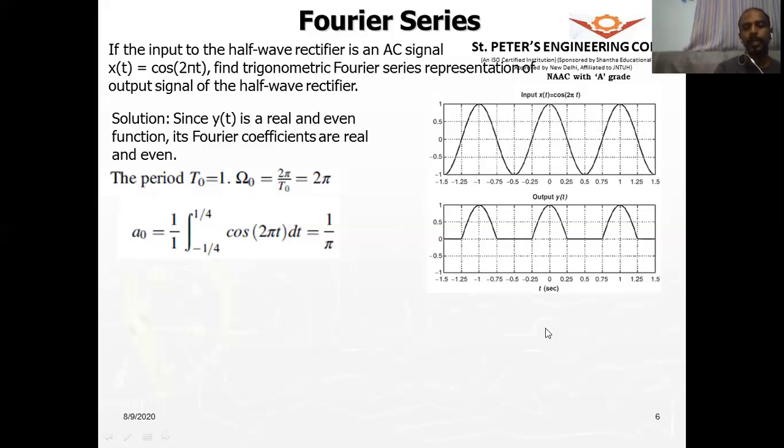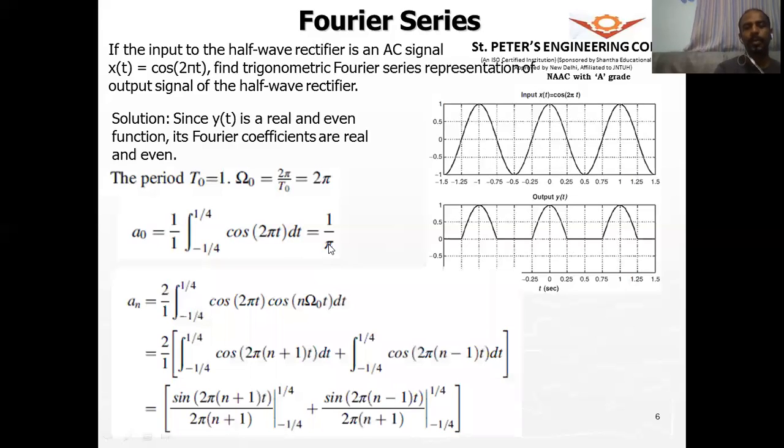We integrate from minus 1 by 4. Minus 0.25 is minus 1 by 4, and plus 0.25 is plus 1 by 4. So we integrate the function from minus 1 by 4 to plus 1 by 4, and we get the A naught value as 1 by pi. Next, we want to find a n.